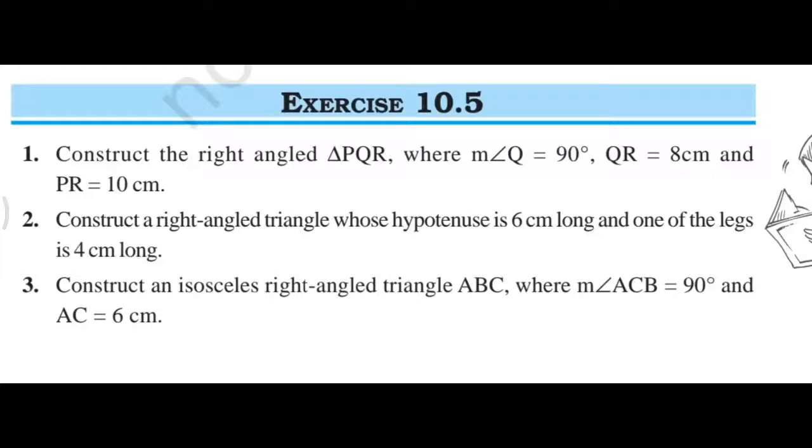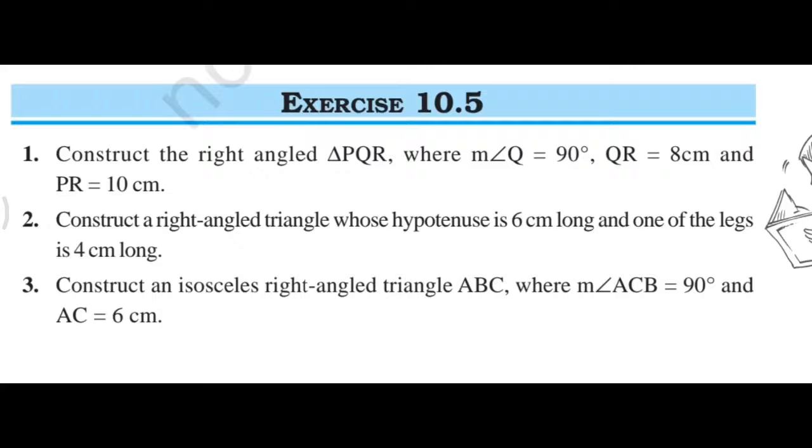This is exercise 10.5, class 7th, maths NCERT. Question number 1. Construct the right angled triangle PQR where angle Q is equal to 90 degree, QR is equal to 8 centimeter and PR is equal to 10 centimeter.